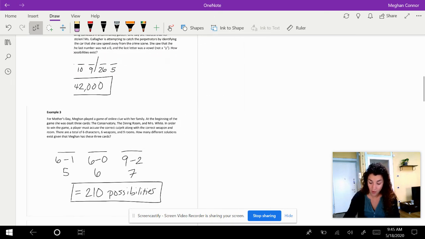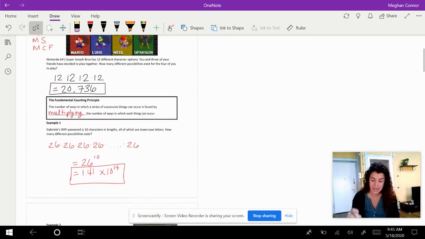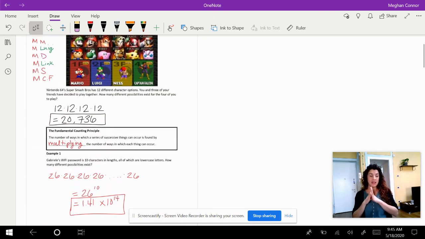Okay, that is all you need to learn for today, the fundamental counting principle. It's when we have certain slots that you need to be filling in, and there's options for each of those slots. And then you just multiply all of those options together.